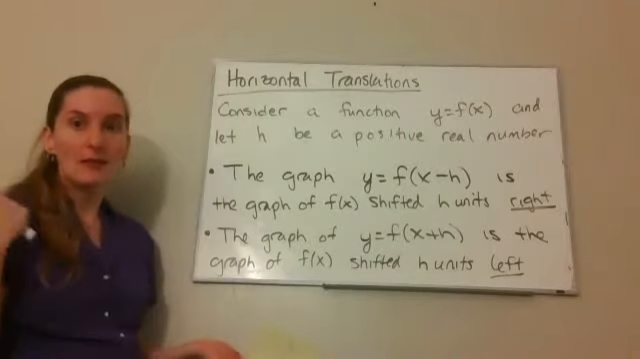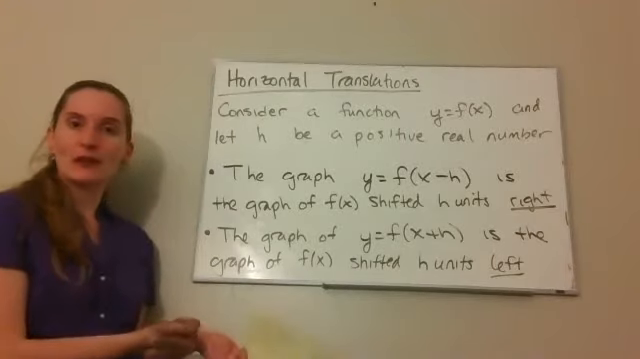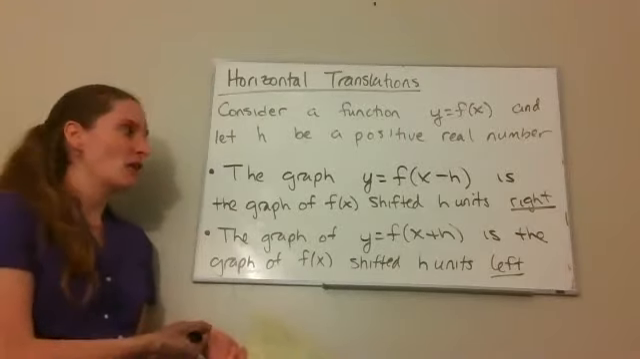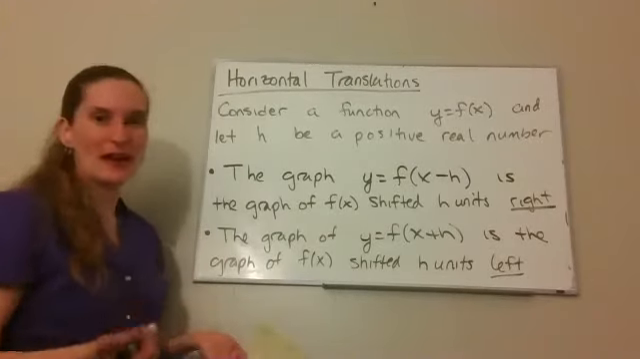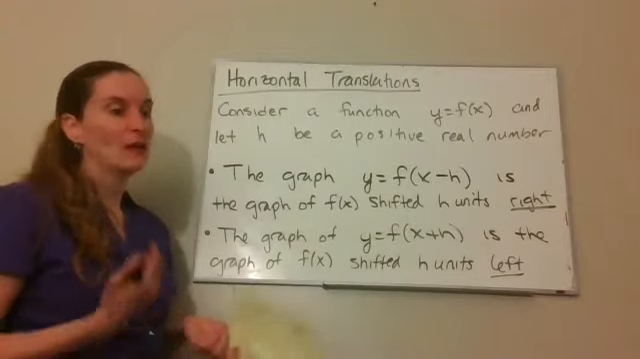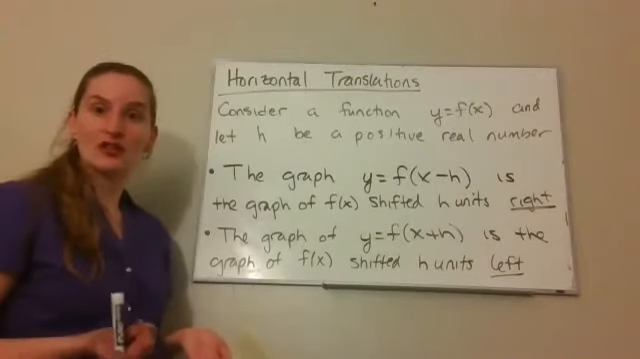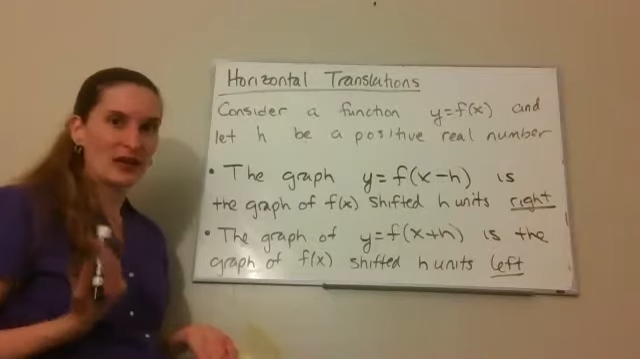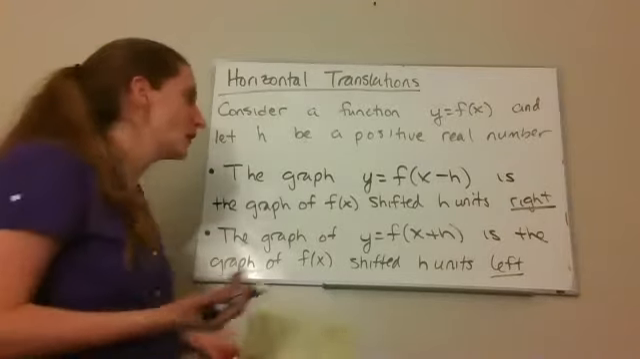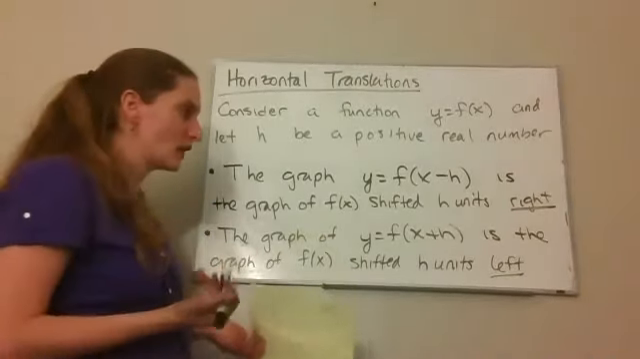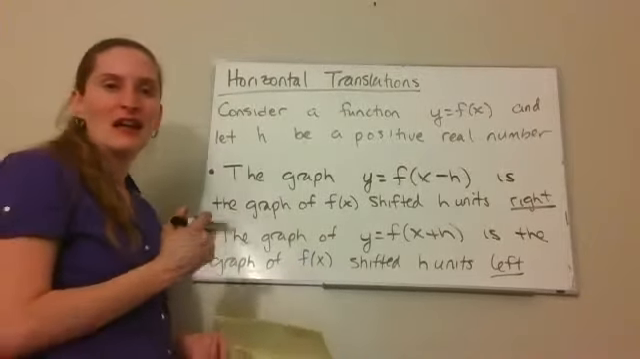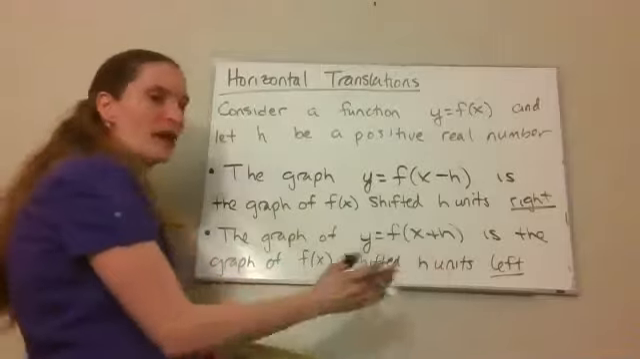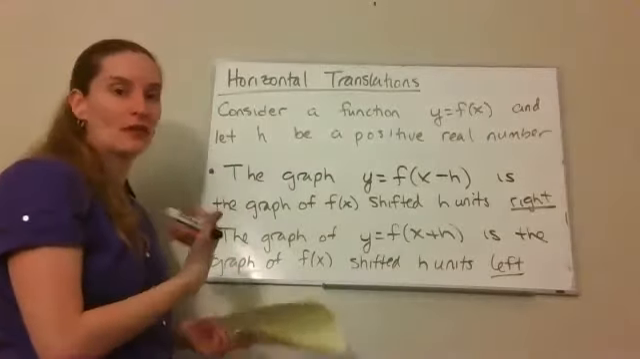When I first learned these translations, I always wanted the minus one to go to the left and the plus one to go to the right, but that is not how it works. The vertical translations are much nicer in that regard. They match what your brain is thinking to begin with. But you have to remember with the horizontal translations, when it's inside the parentheses with the x, if it's a negative, it goes to the right, and if it's a positive, it goes to the left.